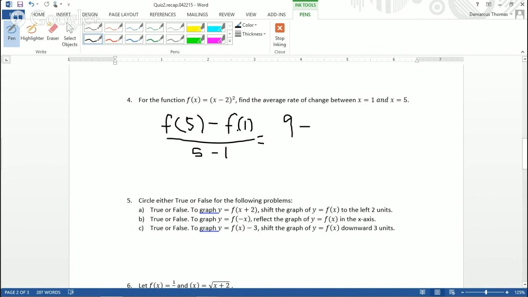Minus f of 1 now. So let me substitute 1 in for x. F of 1 would be 1 minus 2 is negative 1. Negative 1 squared is positive 1. Whenever you square a number, whether it's positive or negative, the product will always be positive when you square a real number. So we have 9 minus 1 up top over 5 minus 1.